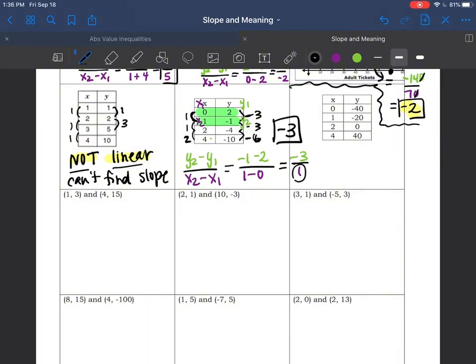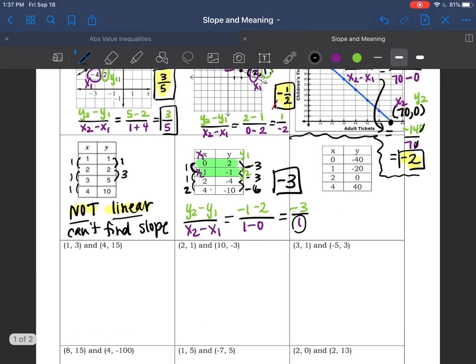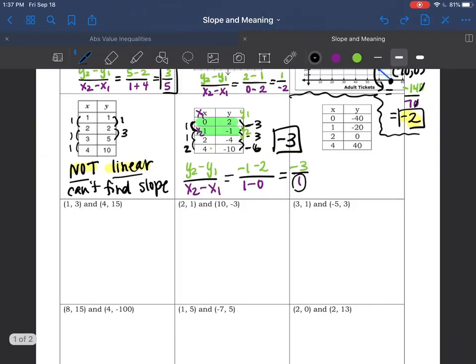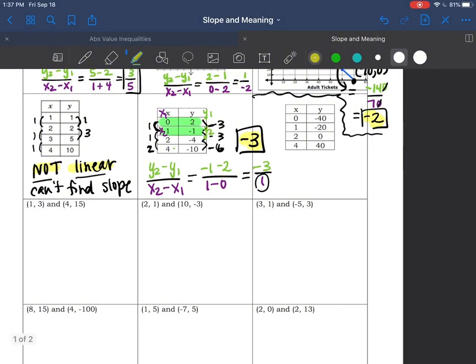If you ever have a 1 on bottom, you don't have to write a 1 on bottom. If the 1 is on top, like over here, you do have to write that. 1/2 is not the same as 2, but 2 over 1 would be the same as 2. Okay, and so our final answer for the second one is -3.